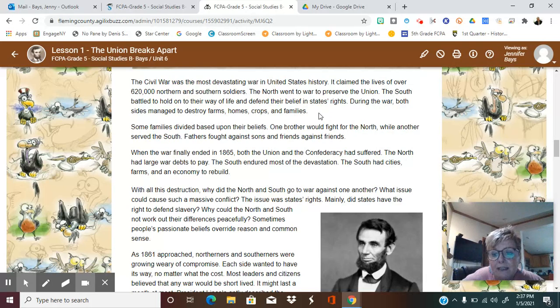The issue was states' rights. Mainly, did states have the right to defend slavery? Why could the North and South not work out their differences peacefully? Sometimes people's passionate beliefs override reason and common sense. So the Northerners, they didn't believe in slavery. They wanted to abolish slavery.